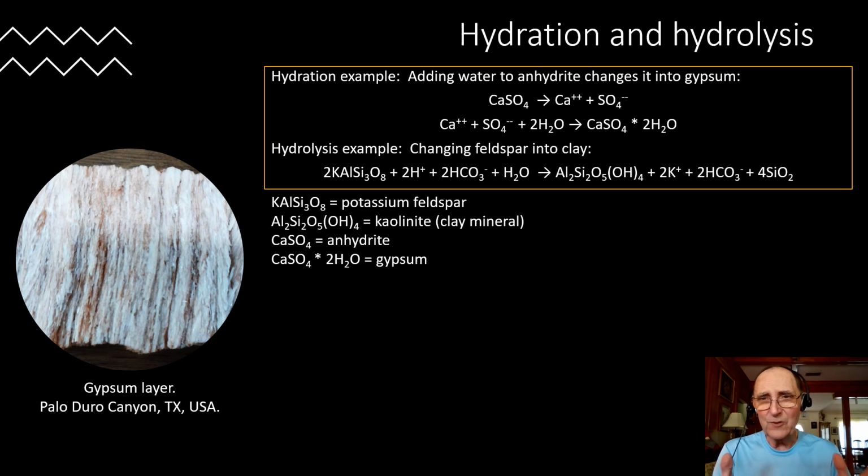Here you can see examples of hydration and hydrolysis. In hydration, remember you're adding water into the chemical formula of a mineral. In the top reaction, you see calcium sulfate, which is anhydrite, breaking into calcium cations and sulfate anions, and these combine with water to create gypsum, which is the calcium sulfate times 2H2O. The hydrolysis example is one that I have already given you, feldspar changing into clay. We discussed the reaction of potassium feldspar with carbonic acid and water to create the clay mineral that we call kaolinite, etc.